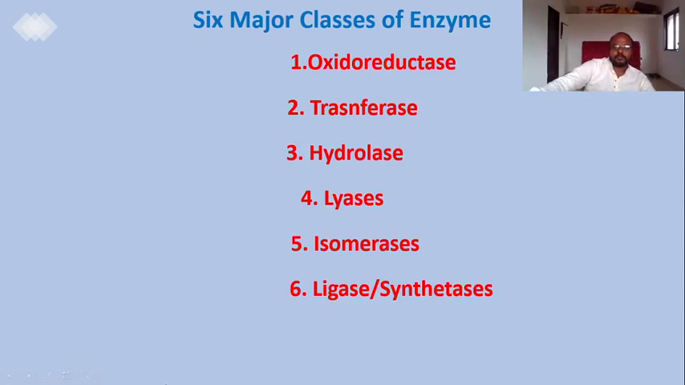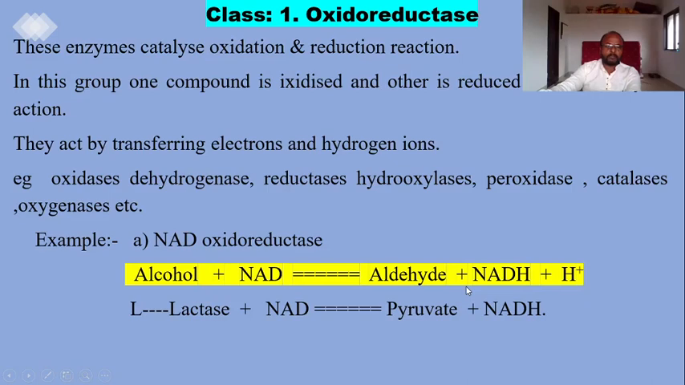Then the next point is that we can study the major classes of enzymes in detail. Already we all know there are 6 major classes. All enzymes are classified into these 6 major classes. First is oxidoreductase, second transferase, third hydrolase, fourth lyase, fifth isomerase, and sixth ligase or synthetase. So these are the 6 major classes of enzymes.